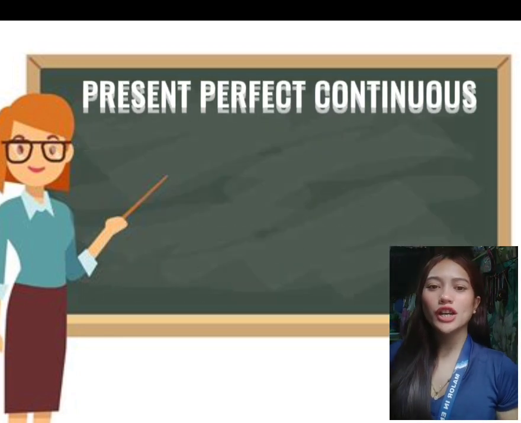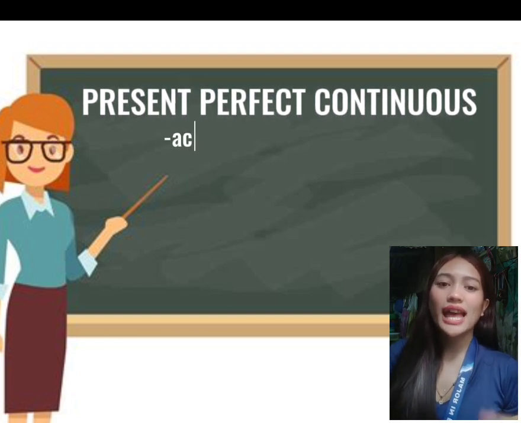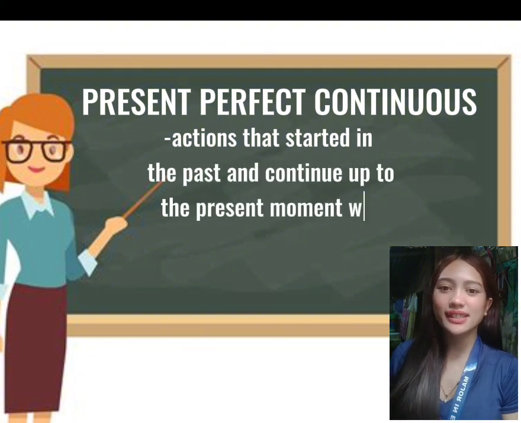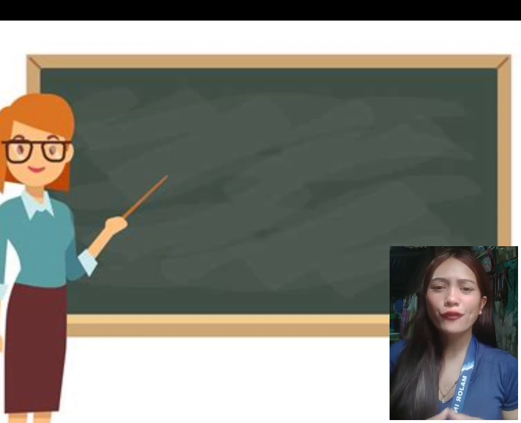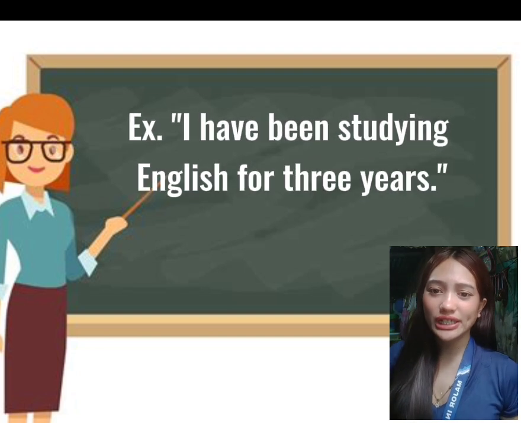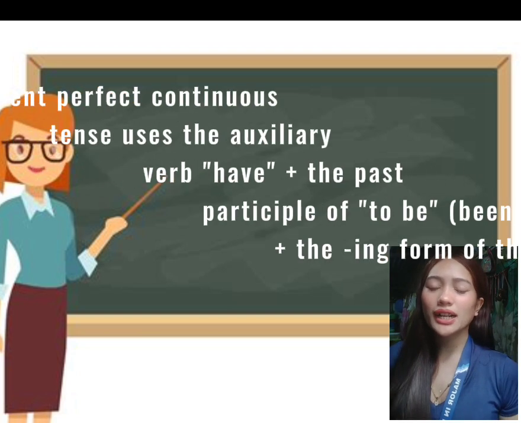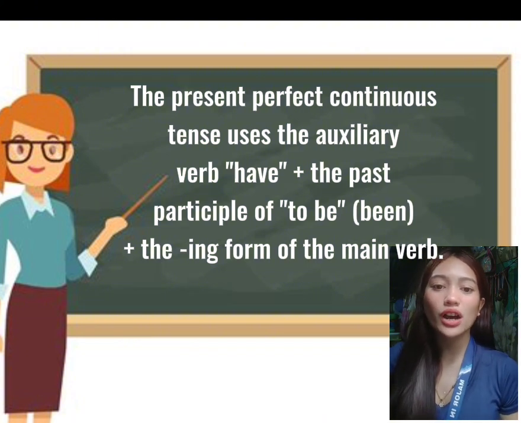So now let's move on to the present perfect continuous tense. This tense describes actions that started in the past and continue up to the present moment with an emphasis on the duration. For example, I have been studying English for 3 years. Why do we use have been studying instead of studied? It's because the present perfect continuous tense uses the auxiliary verb have plus the past participle of to be, that is been, plus the ing form of the main verb.